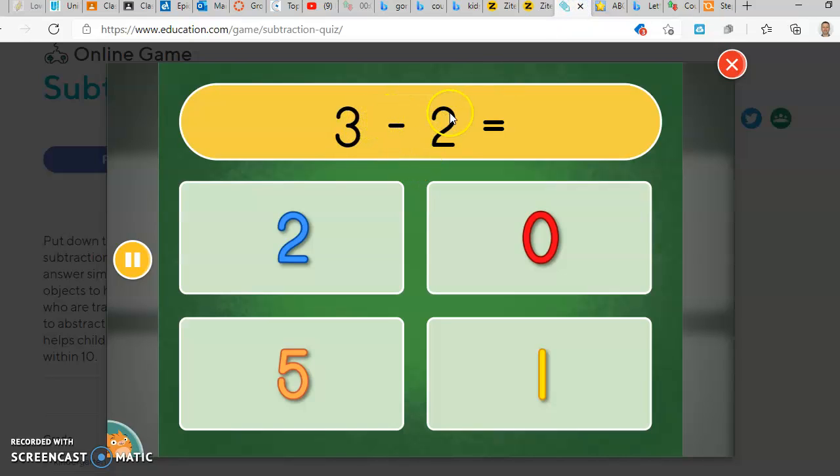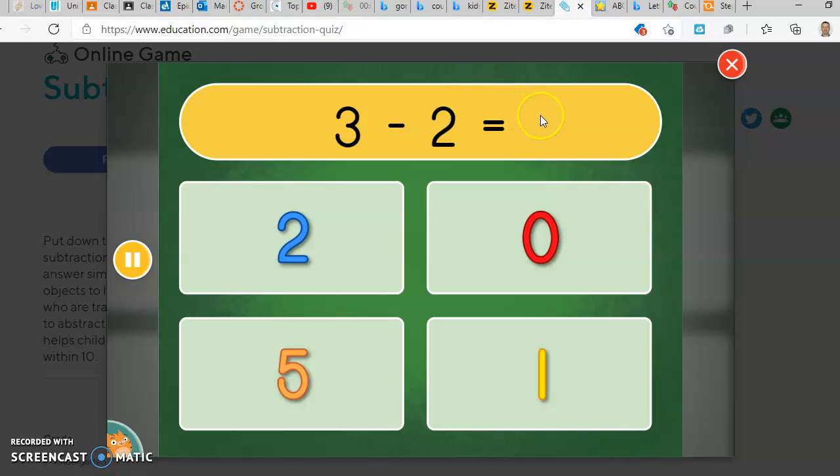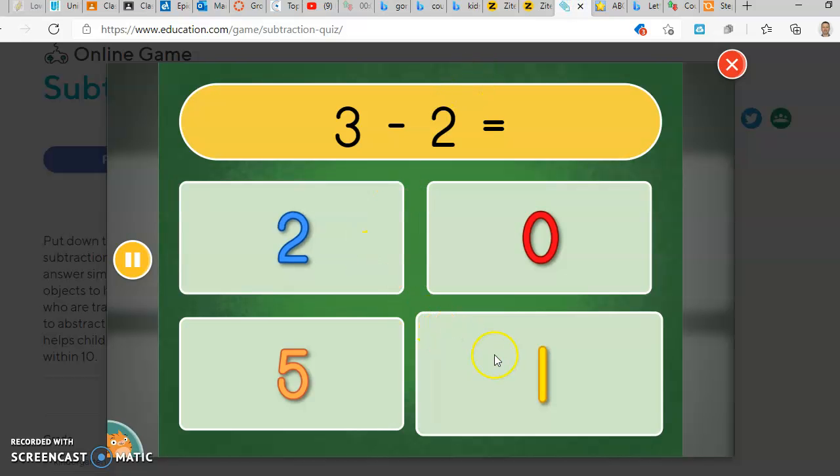Okay, and then we're subtracting how many? 3 minus 2, or 3 subtract 2. So we're subtracting 2. So we're starting with 3, and then we're taking away or subtracting 2. So to do that, I'm going to just cross out 2 of them. Now, what is the answer? What does that equal? I look over here and I've crossed out 2, started with 3, crossed out 2, and I have how many left? 1 left. So my answer will be 1.